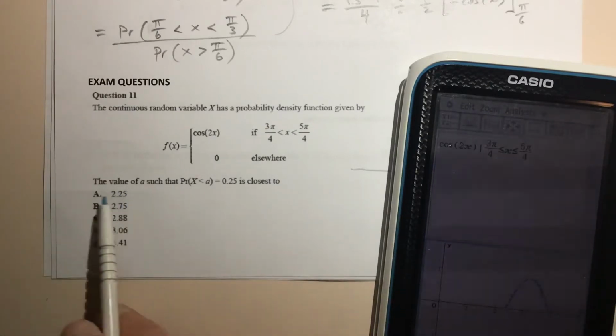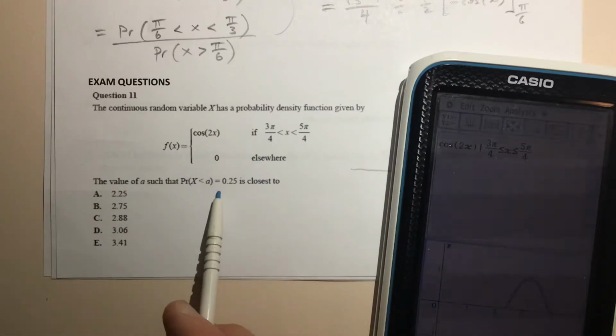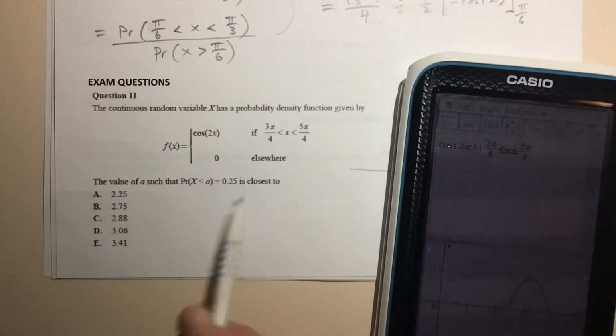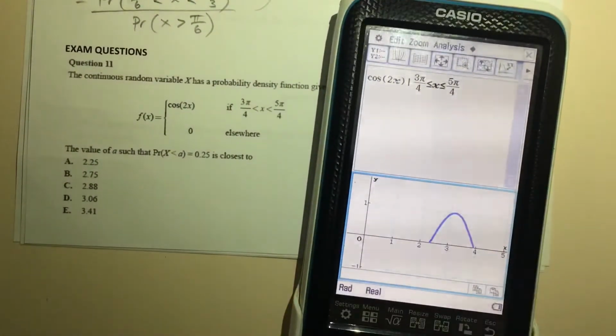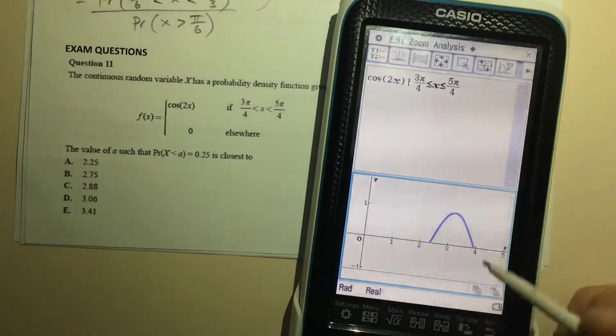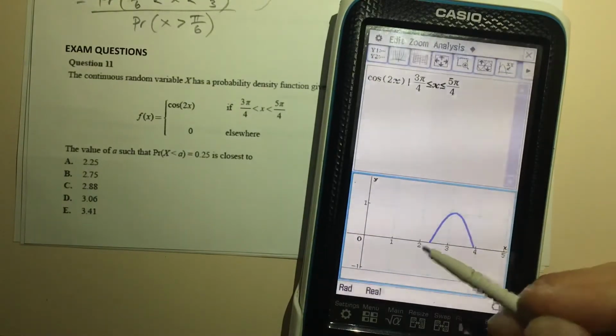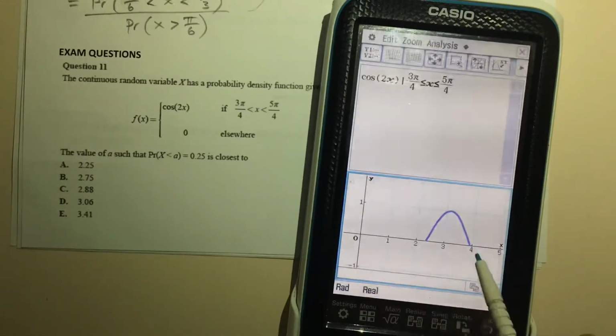This question is a little bit backwards though, because it says the value of a such that the probability that x is less than a is equal to 0.25 is closest to. To get a good look at what's going on, I've typed the function into the calculator and restricted the domain so we can get the graph here. It's not drawn on the calculator, but there would really just be horizontal lines along the x-axis on either side of this curve.